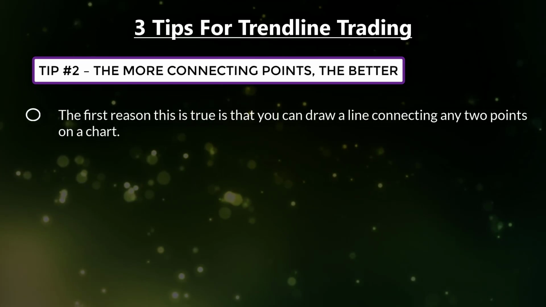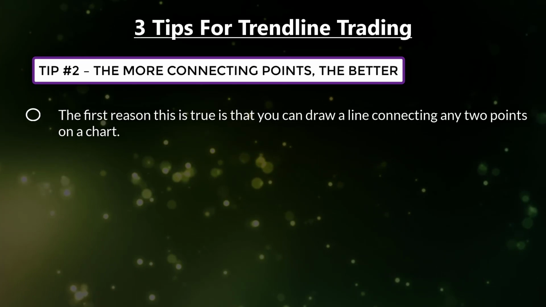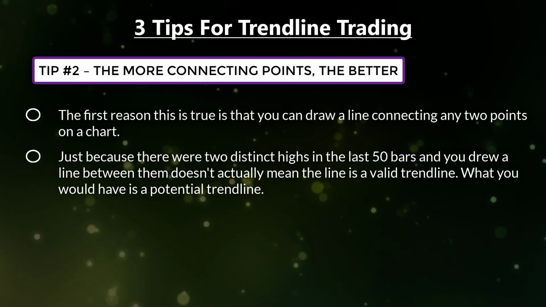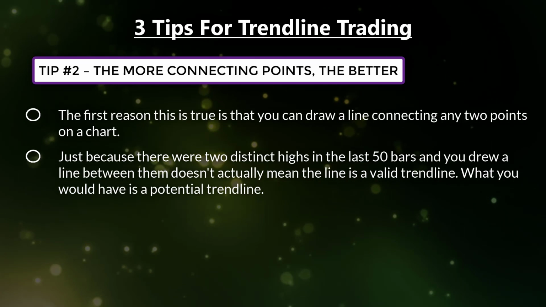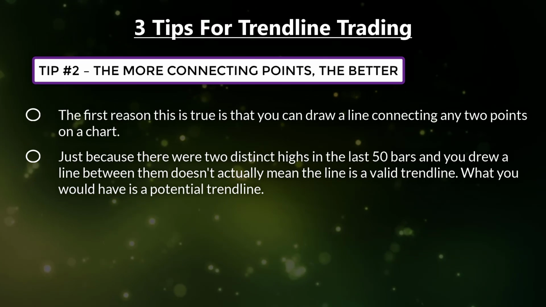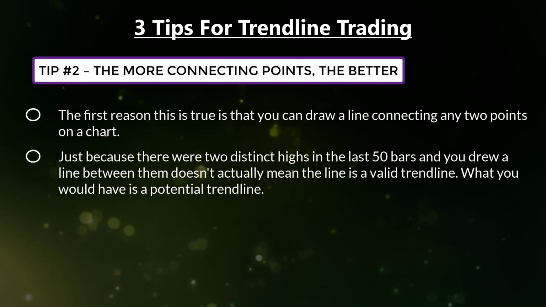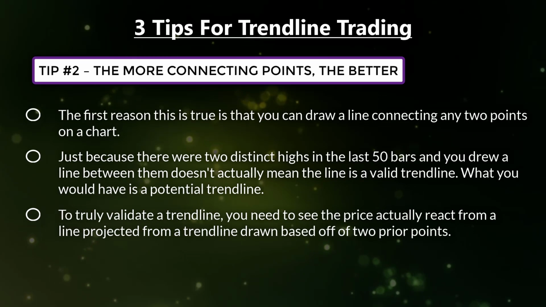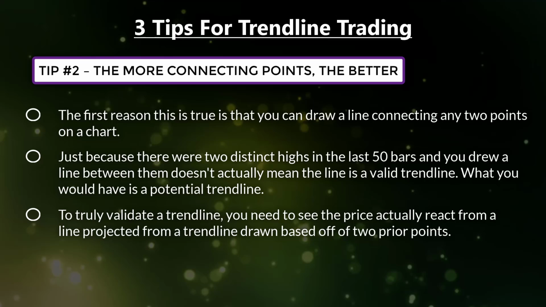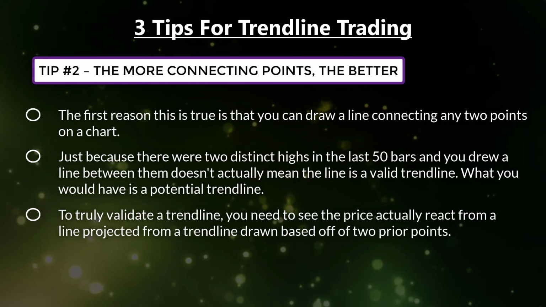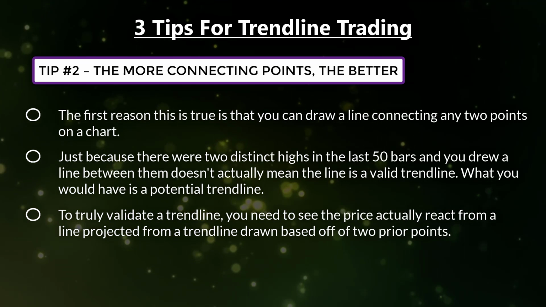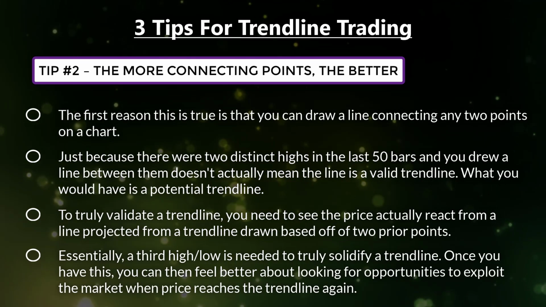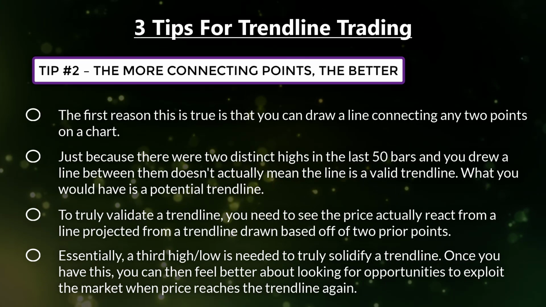The first reason this is true is that you can draw a line connecting any two points on a chart. Just because there were two distinct highs in the last 50 bars and you drew a line between them does not actually mean the line is a valid trend line. What you would have is a potential trend line. To truly validate a trend line, you need to see the price actually react from a line projected from a trend line drawn based off of two prior points. Essentially, a third high or low is needed to truly solidify a trend line.